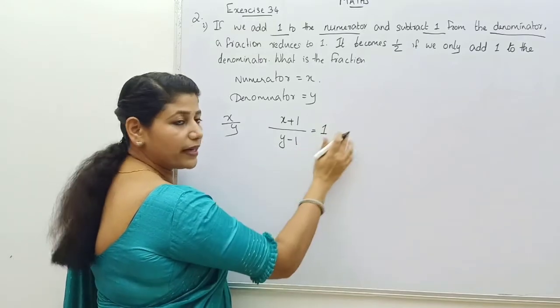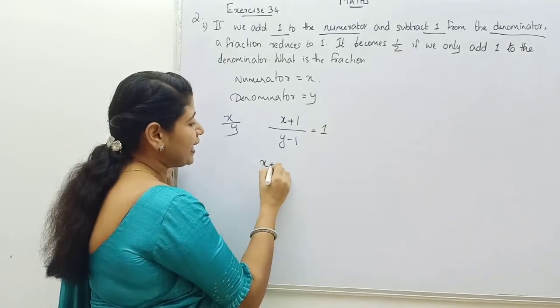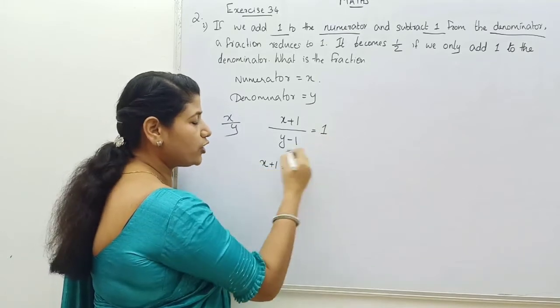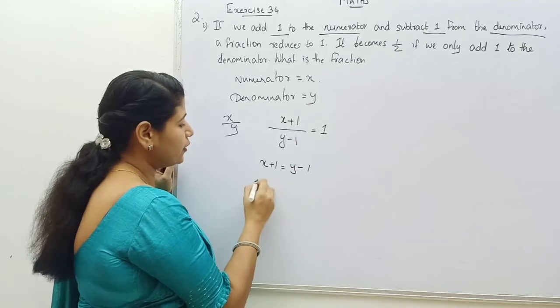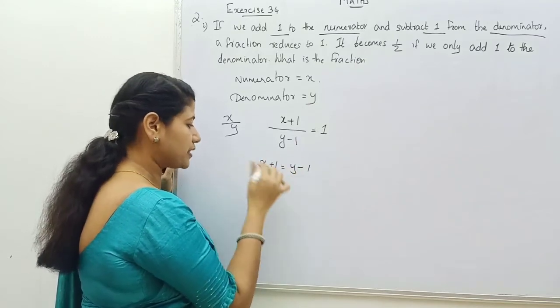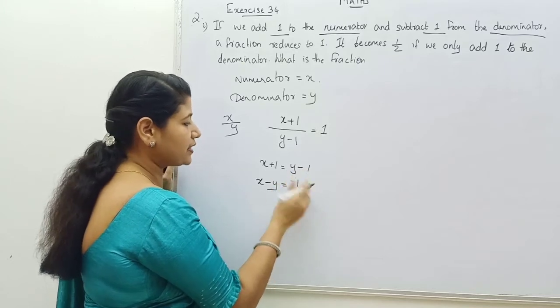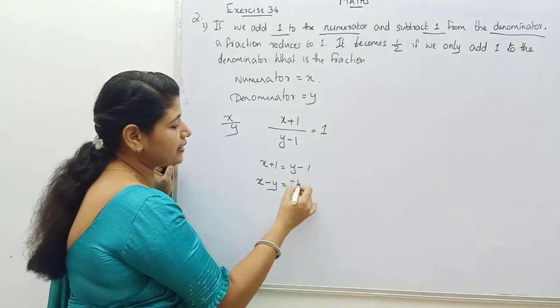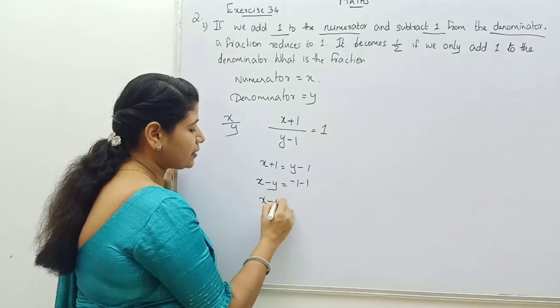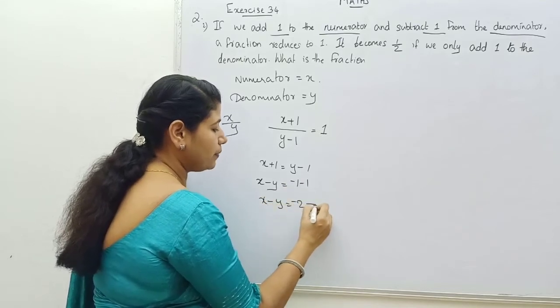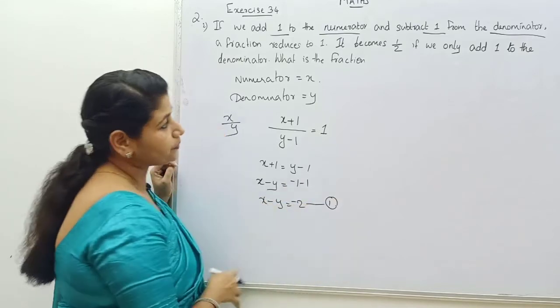You can take this y minus 1 to that side, then you will get x plus 1 equals 1 into y minus 1, which is y minus 1 itself. So this y can be taken to this side. So x minus y equals, here y minus 1 is there, I am taking this 1 also to that side, you will get negative 1. So x minus y equals negative 2. This will be your first equation.